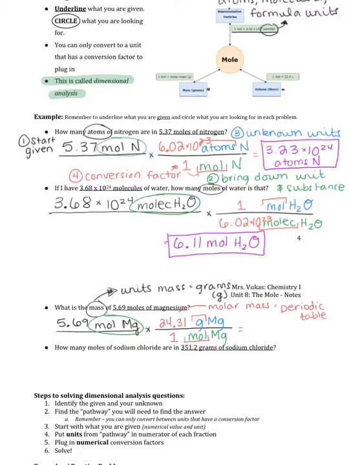Once you have your conversion factors plugged in, because both of these numbers are in the numerator, to solve this you're going to do 5.69 times 24.31, and you're going to get a final answer rounded to 2 decimal places of 138.32 grams of magnesium.